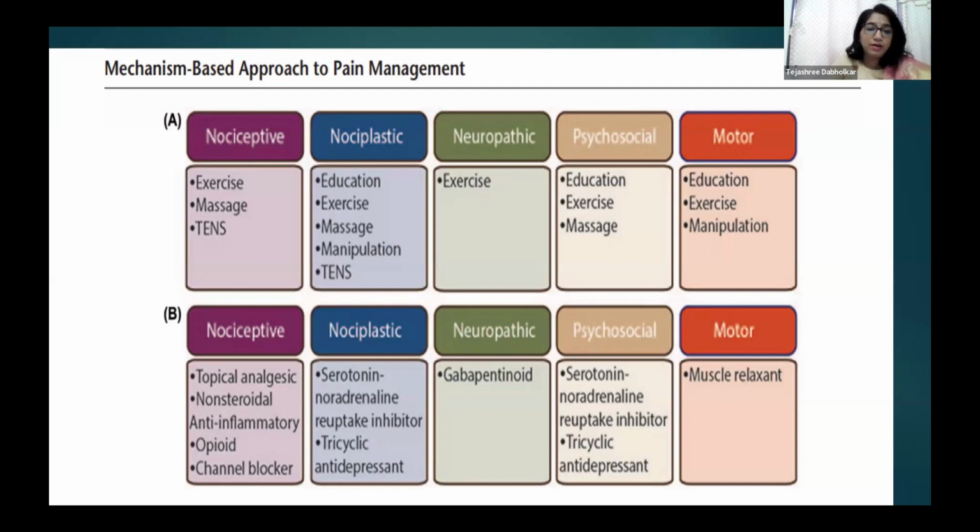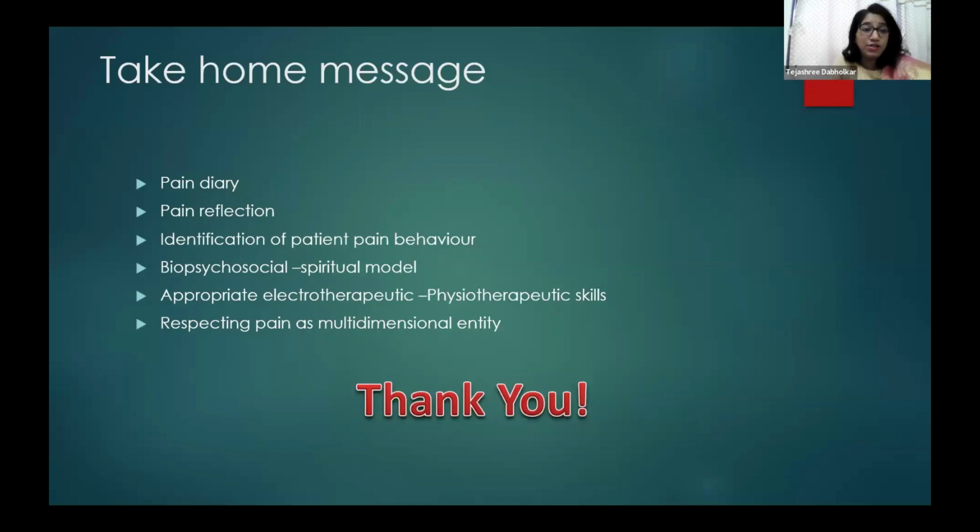So with this, I would say that there are some take-home messages. Learn to give a pain diary to your patient. Ask them with structured questions to write down about their pain. Pain reflection. This pain reflection is by the patient. What they feel about their pain. What is their impression about the pain? Do they think that they can control their own pain? Do they think that this pain will definitely go and they will be pain free? Certain simple questions which will be a reflection.